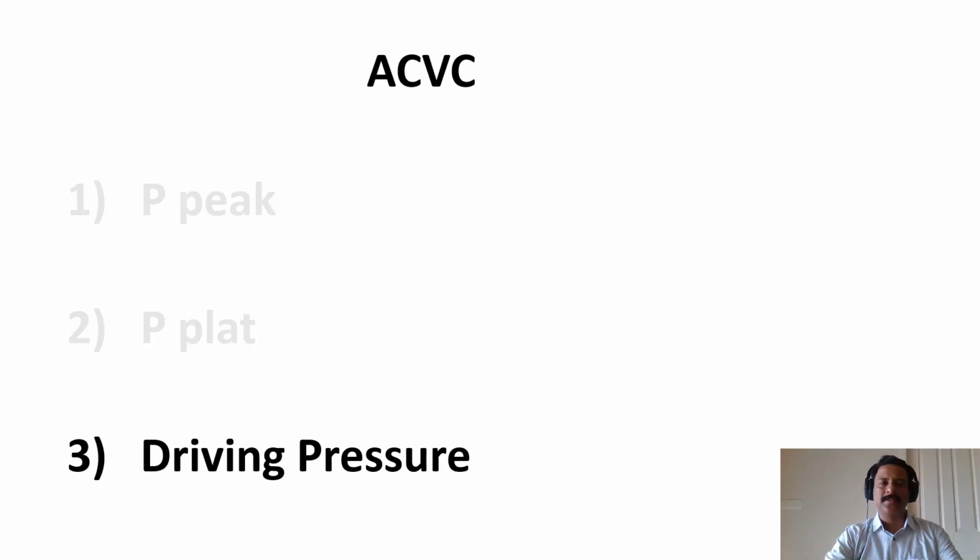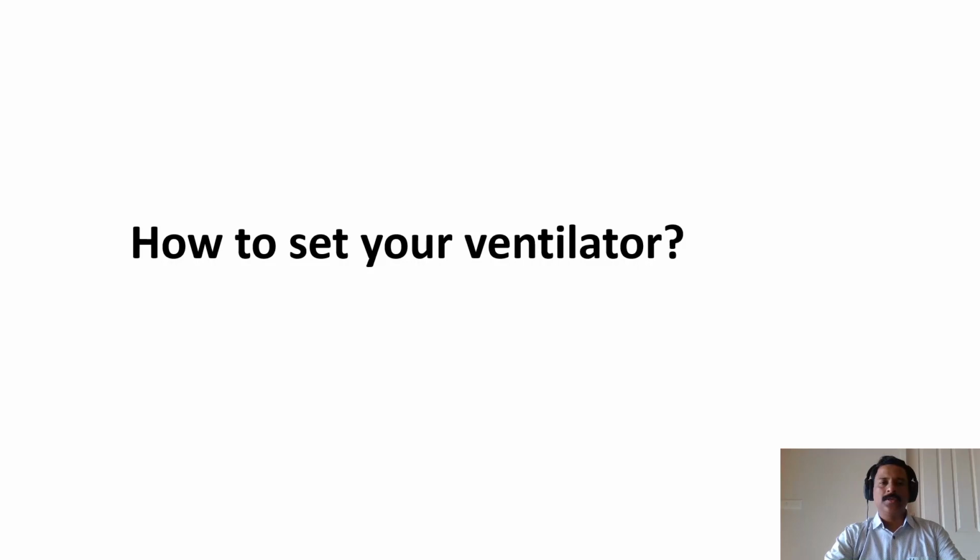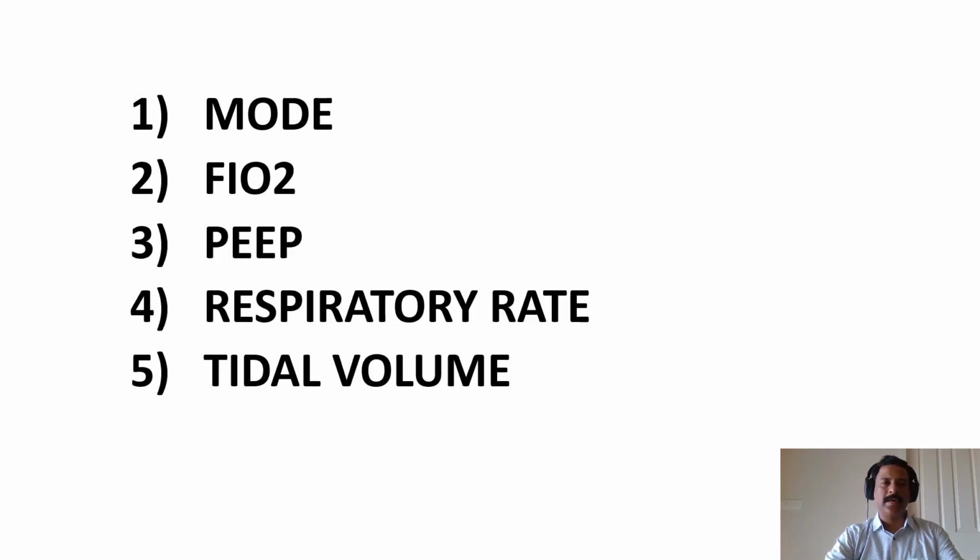It's the pressure which drives the air into the lung for the gas exchange. So how to set your ventilator? For setting a ventilator, we need 5 things. We have to know our mode, the FiO2, the PEEP, the respiratory rate, and the tidal volume. Mode, as we discussed, is going to be AC/VC today.